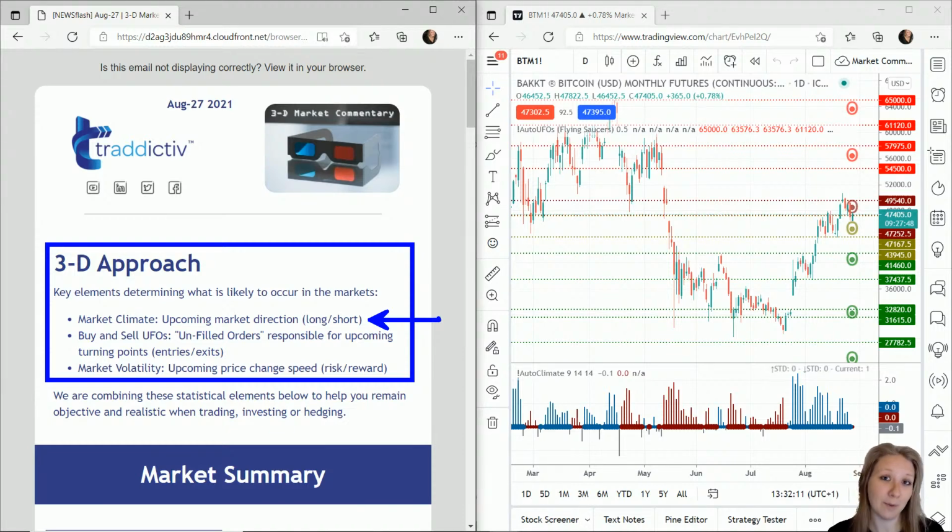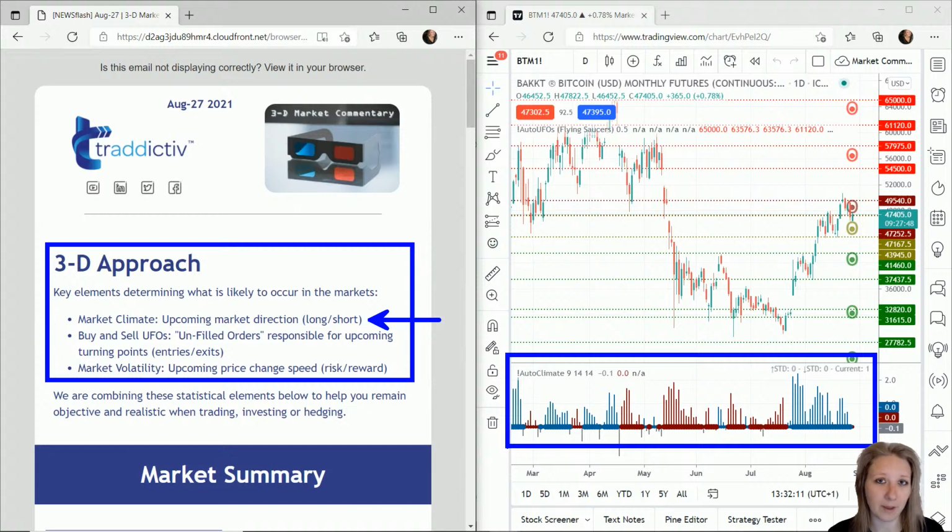We use an app to help us with this. Everything we do is using technology to help us with the answers to these questions. So we use this app down here. It's called AutoClimate. It's a free app on most platforms. What AutoClimate does is scan through market data and come back and tell us where the probabilities lie.